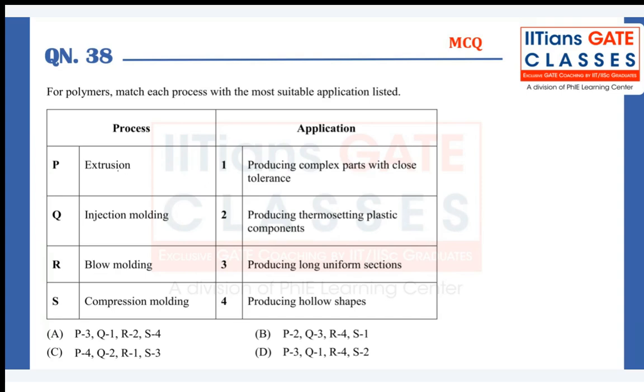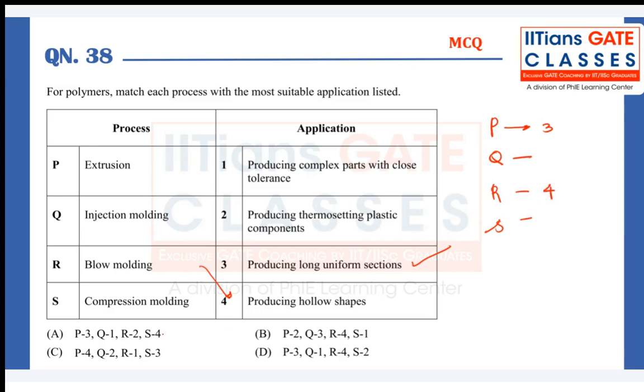Now the first one is extrusion. We have discussed extrusion. So what is that? Producing complex parts, close tolerances? No. Producing thermosetting plastics? No. Producing long uniform sections, right? Here P is going to be 3. Next, blow molding is used for producing hollow shapes, bottles, water bottles, right? So R is equal to 4.